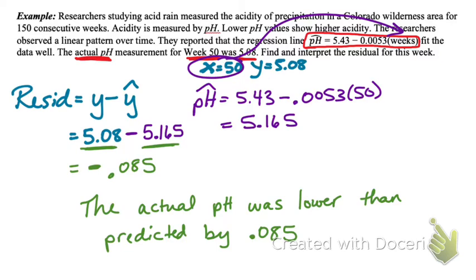Now, it does say here that lower pH values show higher acidity. So this means that in week 50, it was more acidic, because the pH value was lower than predicted. It was more acidic than we expected. Okay? So that is all of 3.2a, and now get ready for 3.2b.